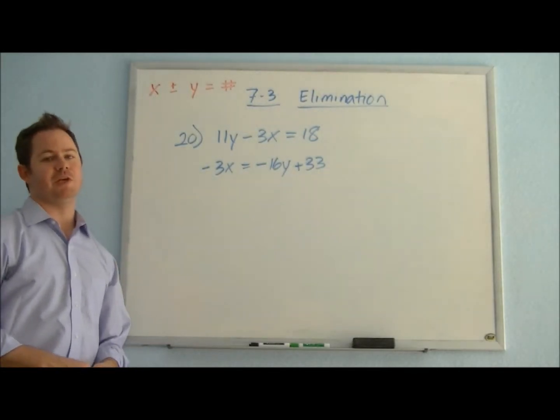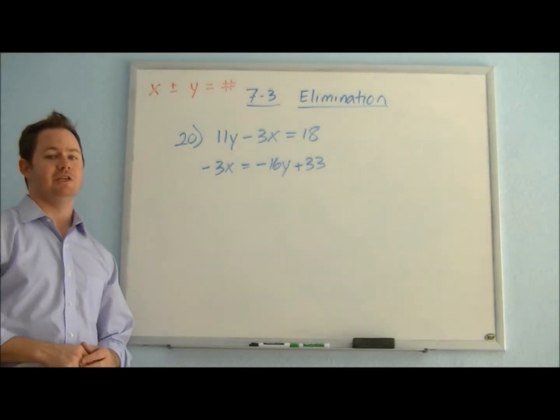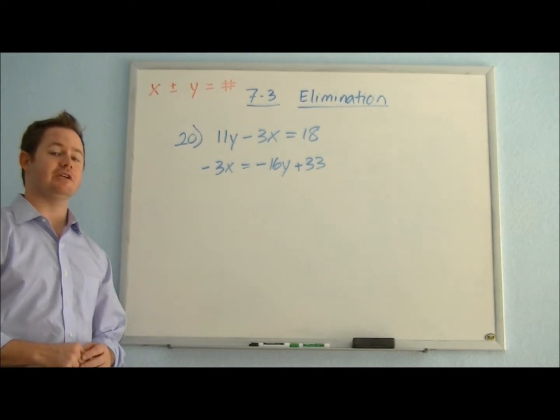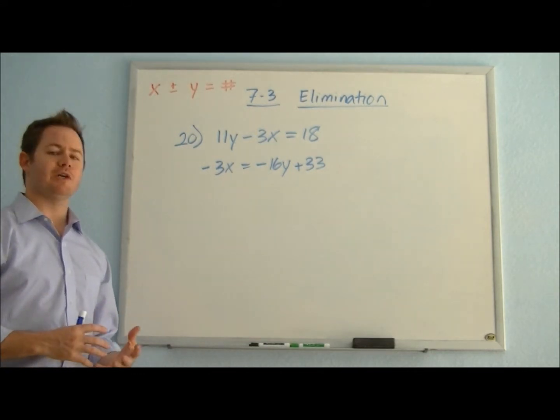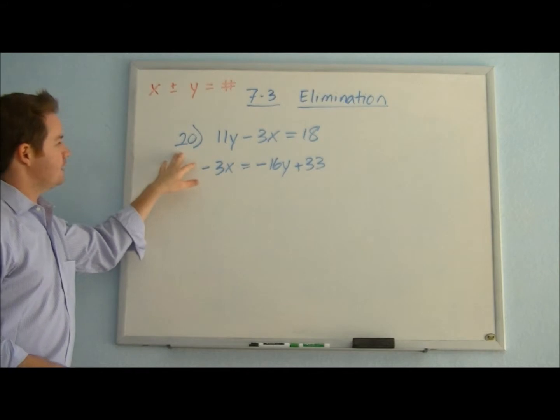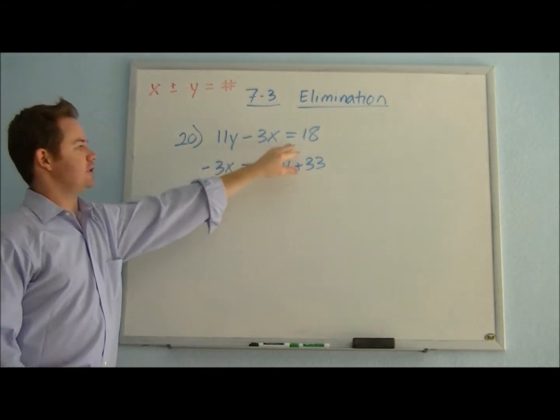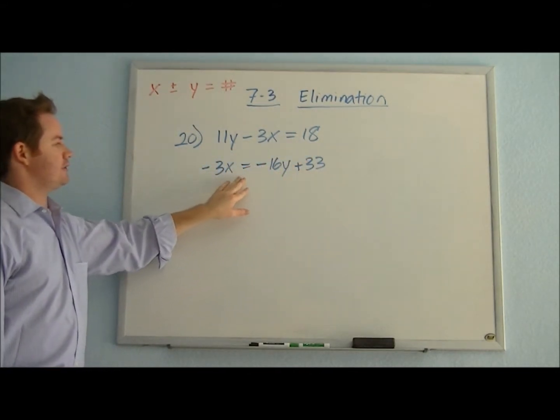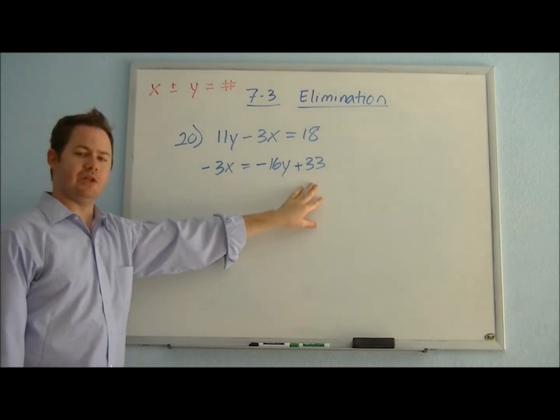Hi, and welcome to this video explanation of elimination in section 7.3. Here we're going to take a look at a slightly tougher question, question number 20. So we see 11y minus 3x equals 18, and negative 3x is equal to negative 16y plus 33.